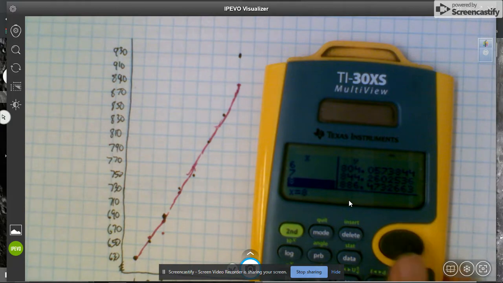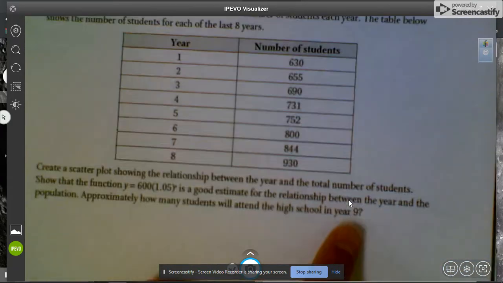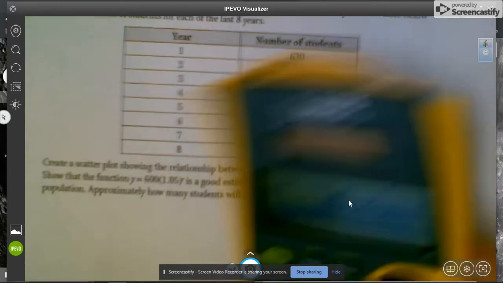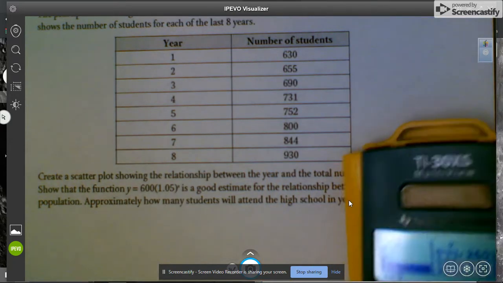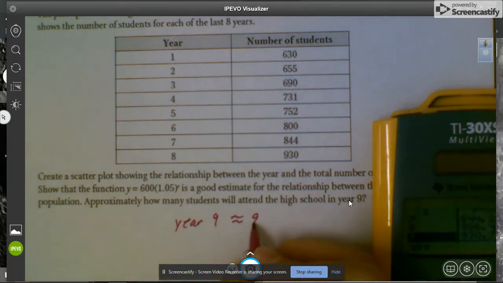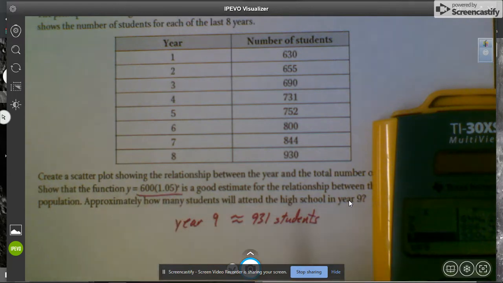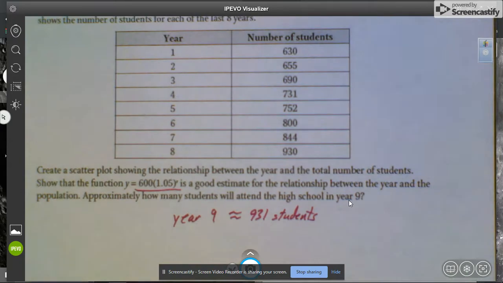So in order to answer the last question where we check the 9th point, right, year 9, we basically just want to use our calculator and estimate that we're going to get about 930 students. Okay, actually it'd be 931. So year 9 is approximately 931 students. Okay, and that's based on the equation that they gave us, not based on the graph. Okay, all right, so moving on to example 3.